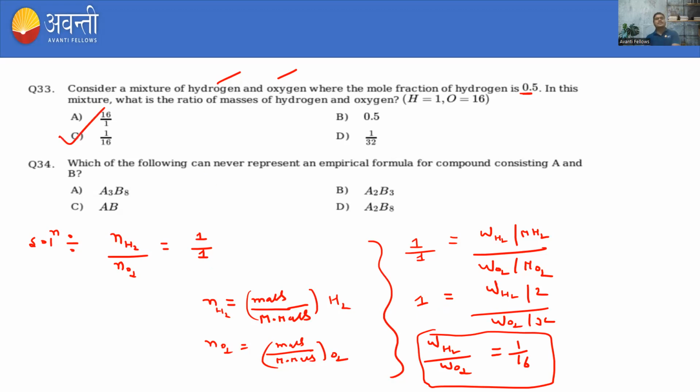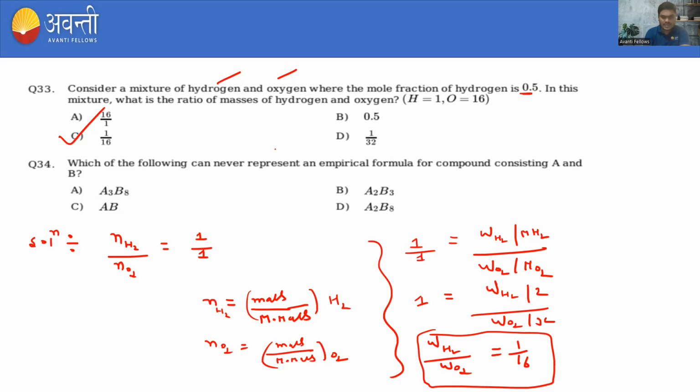So which option is correct, beta? That is option number C. So option number C is absolutely correct for this question. Okay? Chalo. Now move to question number 34. Which of the following can never represent an empirical formula for the compound consisting of A and B? So you have to identify.